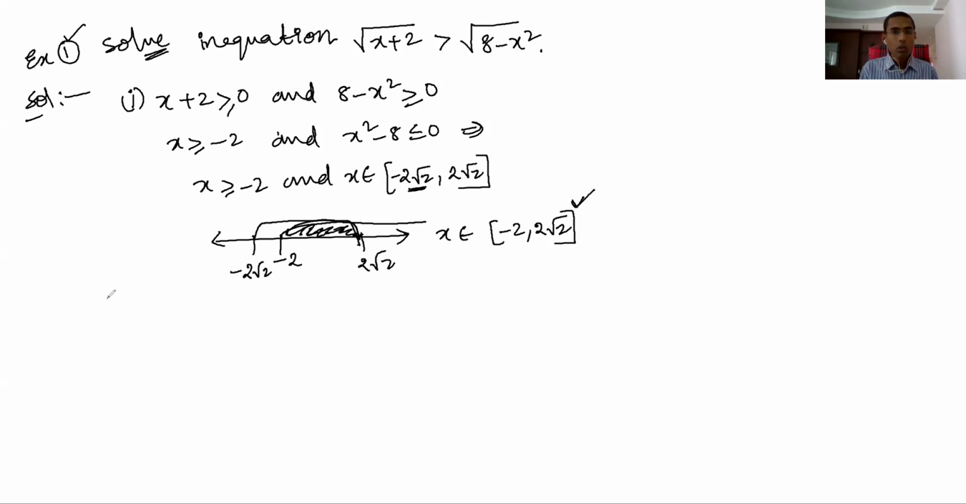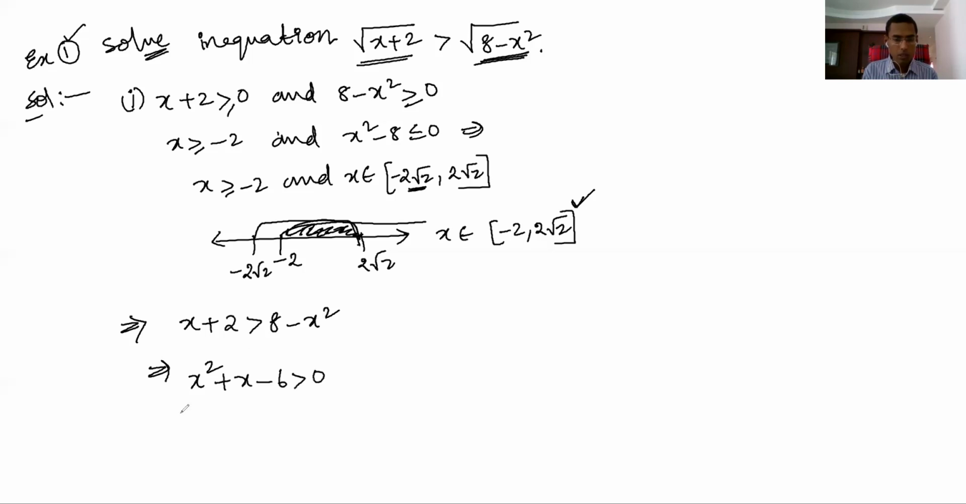Okay, right, now let us take this. Because you have a square root here, the first point is you can square on both sides. So how do you solve this? Square on both sides: x plus 2 greater than 8 minus x square. And then you can bring x square to this side, plus 2 minus 8, so x square plus x minus 6 is greater than 0.